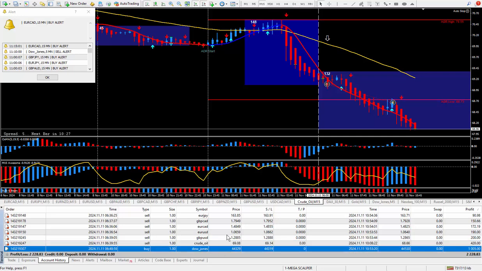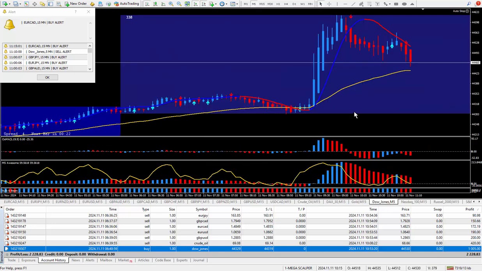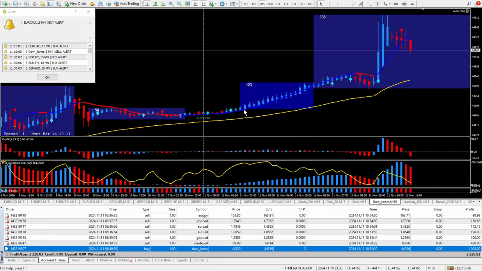So moving on to the last trade here, the Dow Jones pays $5 for each tick. Put it back on the 15 minutes. I prefer the 15 minutes. And so let's drag and drop this up, see where I got in at, but everything was looking good.